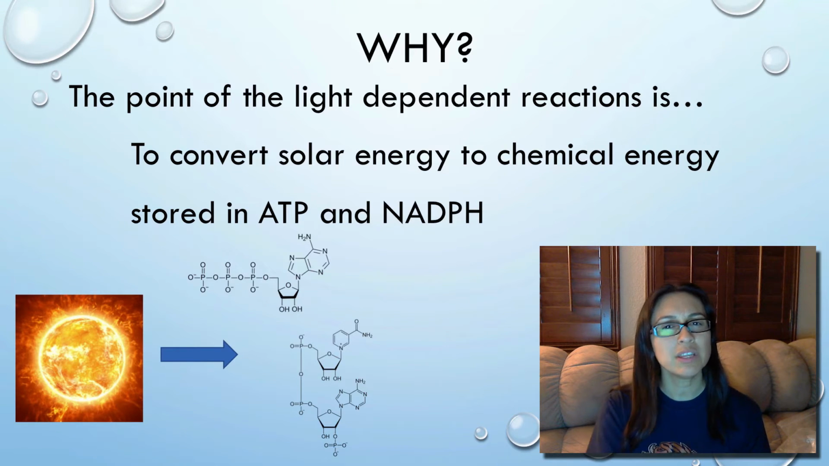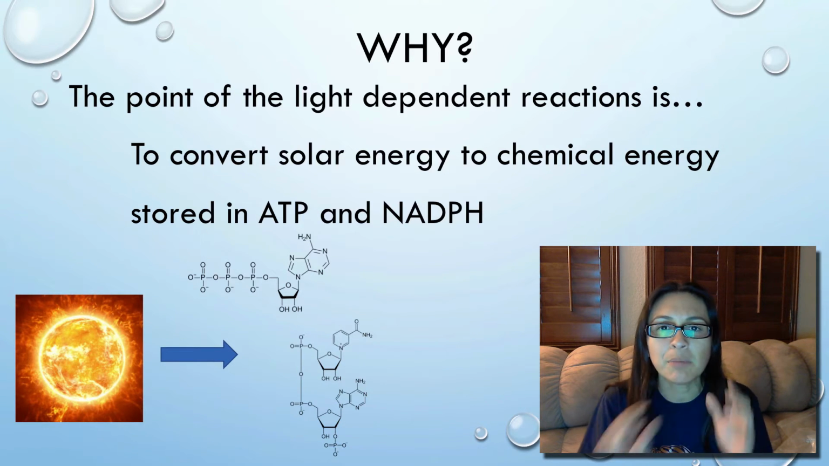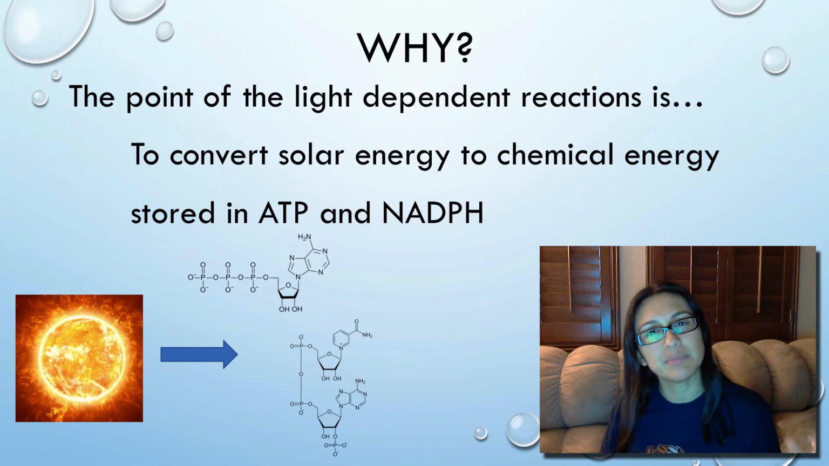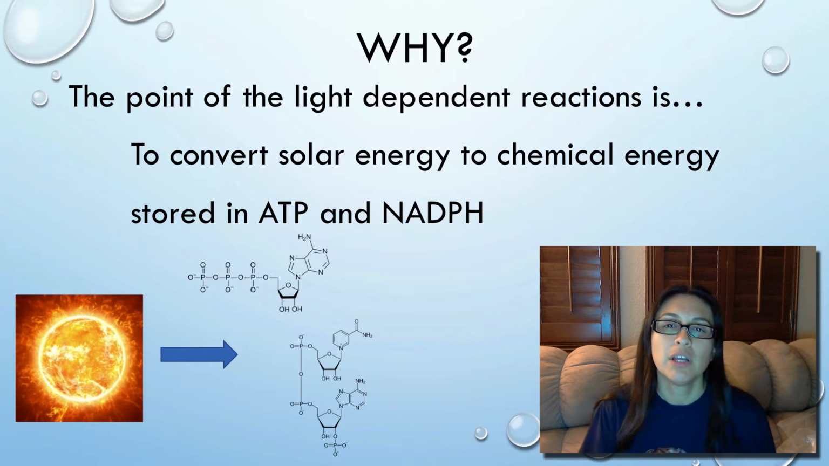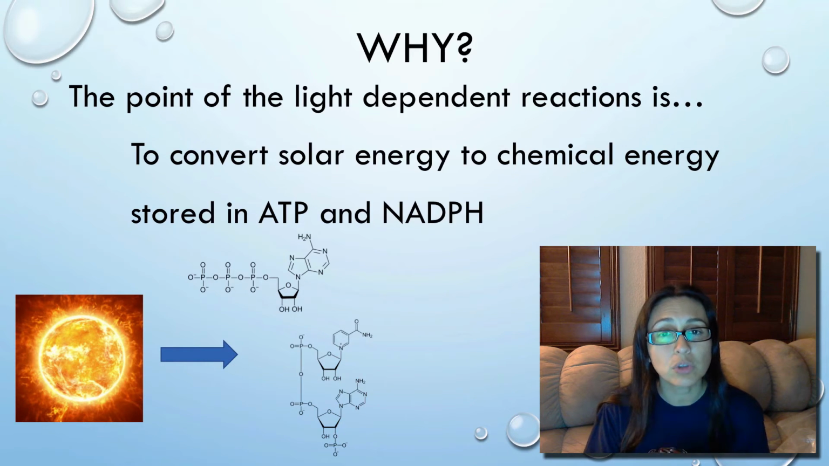In order to really understand stuff in science, you need to know why it's even happening. I mean, there's a lot of complex steps and reactions that happen, but if you know why from the beginning, you can figure out the steps in between. So why do these light-dependent reactions happen? The whole purpose of the light-dependent reactions is to convert solar energy into chemical energy.